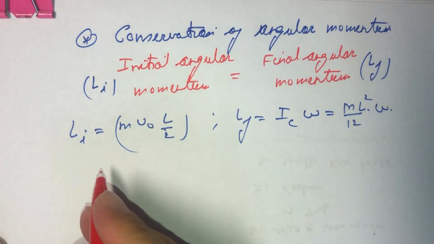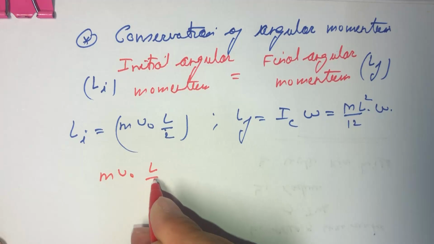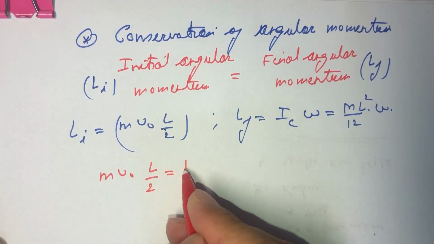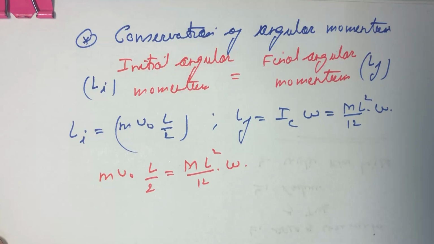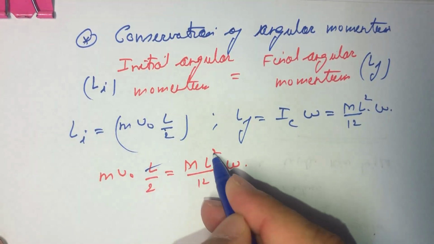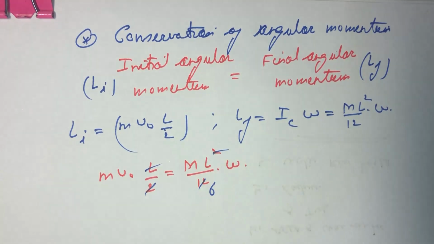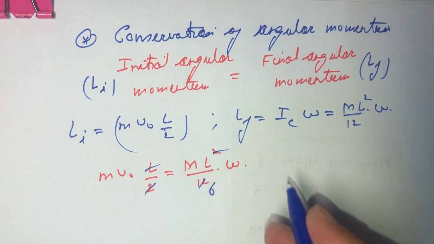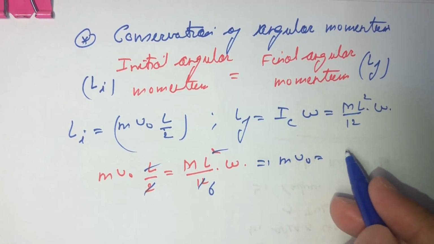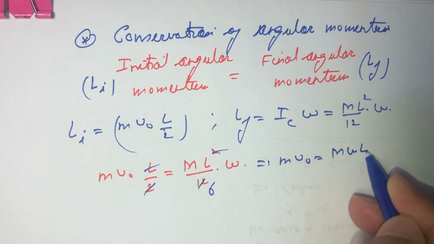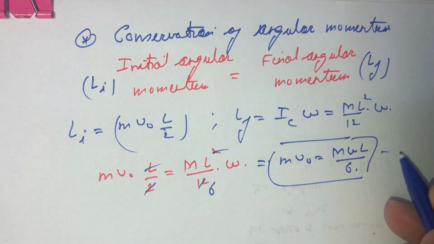So equating these two equations, we can write that our mv0 L by 2 will be equal to ml square divided by 12, and this is our omega. So this goes by square and this cancels by 6. So therefore we can write that mv0 will be equal to m omega L divided by 6. Let us call this equation number 2.